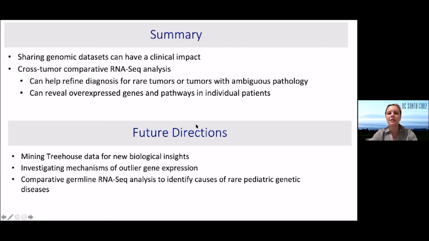So what are we doing next? We have all these data, and on the research side, we can mine these data to derive new biological insights. We're also investigating the molecular mechanisms of outlier expression, so why some of these genes that we see are overexpressed. Like in the first case that I showed, the JAK1 overexpression, we still don't know why JAK1 was overexpressed.